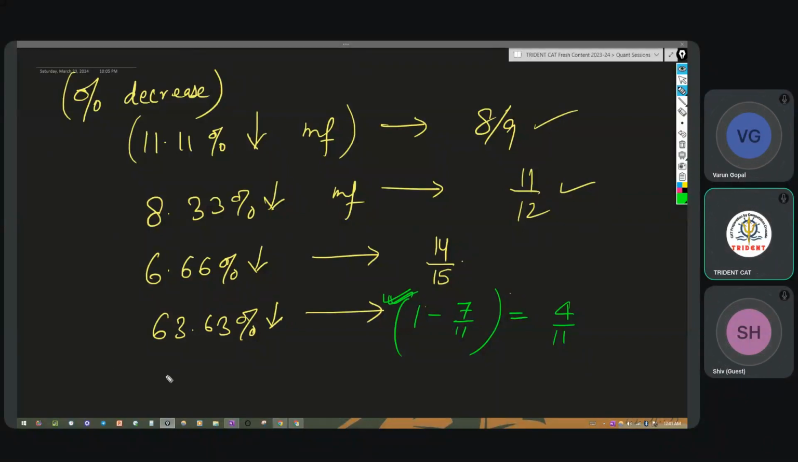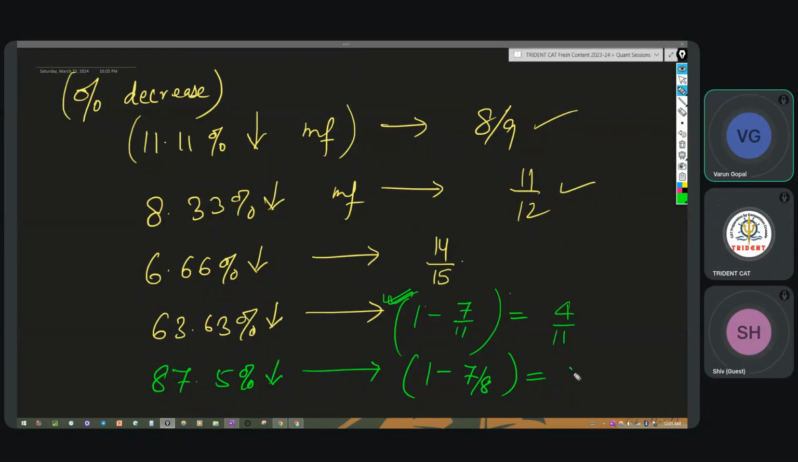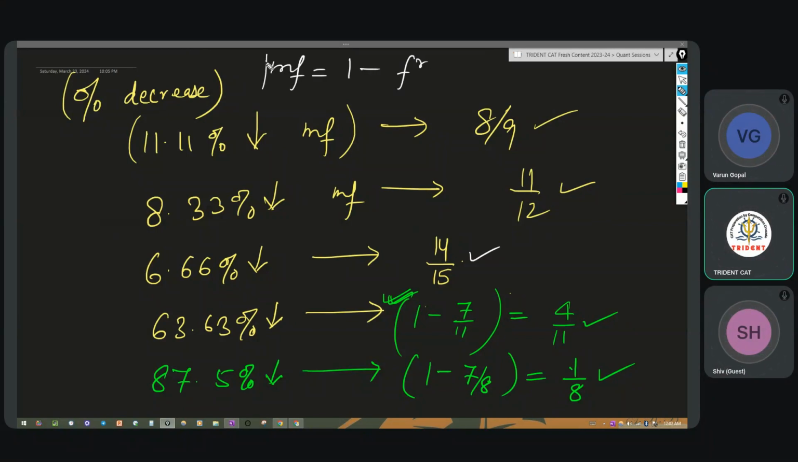Last one, guys. 87.5%, but decrease. You know the answer. 3 by 8? It can't be 3 by 8. Varun, what are you doing? Sorry, 1 by 8. Make sense? Guys, did you understand this time around? I did nothing. It's just 1 minus the fraction for the multiplying factor. Any questions? Any doubts? No, sir. Okay, great.